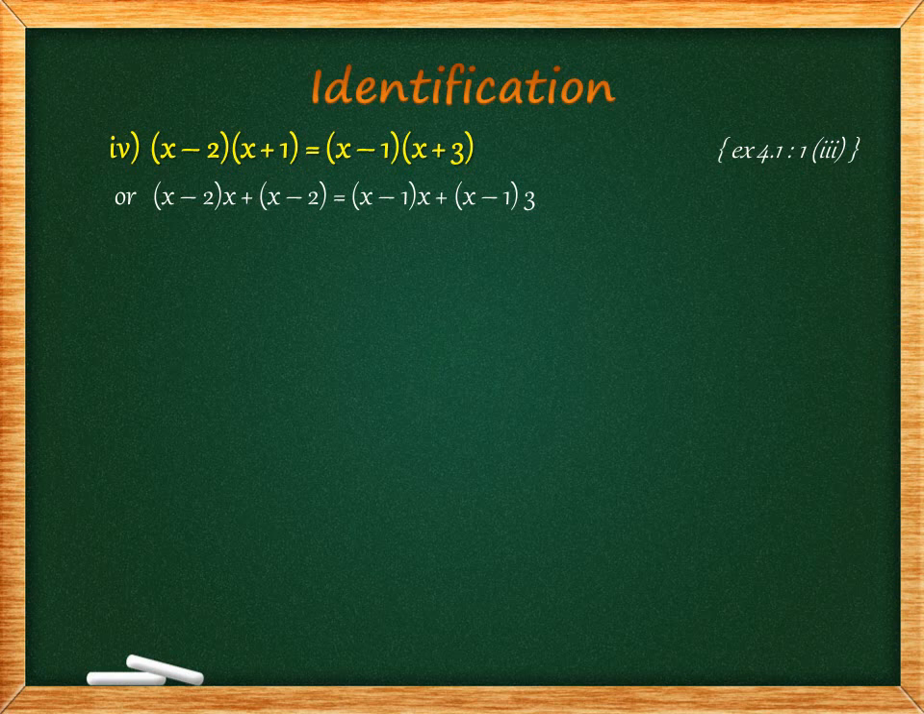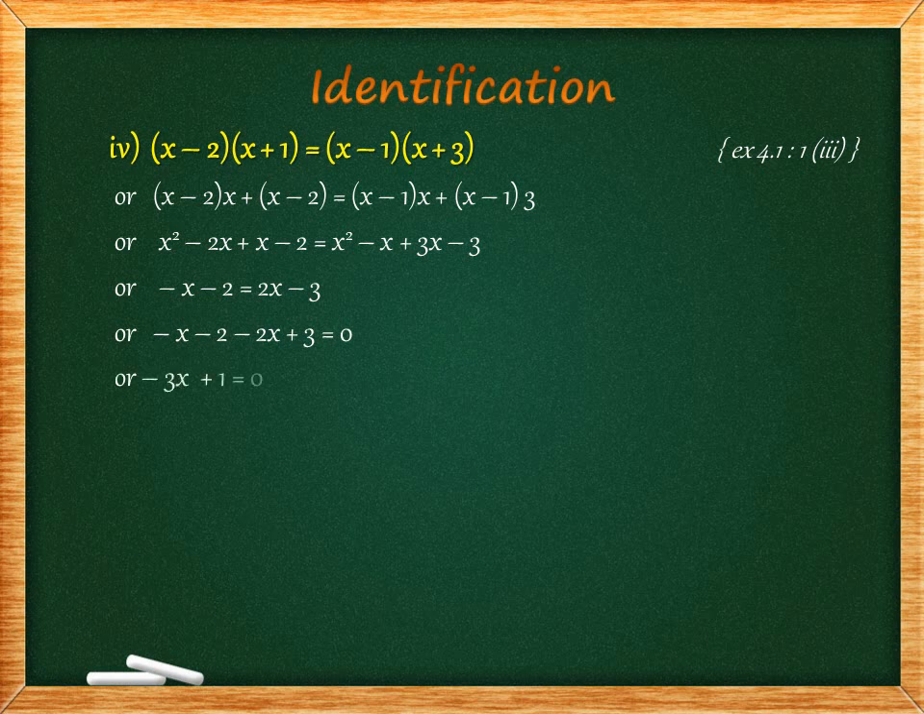And when we open the remaining brackets, we will have x square minus 2x plus x minus 2 is equal to x square minus x plus 3x minus 3. As we can see, x square is on both sides, so it will be eliminated and we will be left with minus x minus 2 is equal to 2x minus 3. After transposing the terms to the left hand side, we will have minus x minus 2 minus 2x plus 3 is equal to 0. Finally, we will arrive at minus 3x plus 1 is equal to 0.